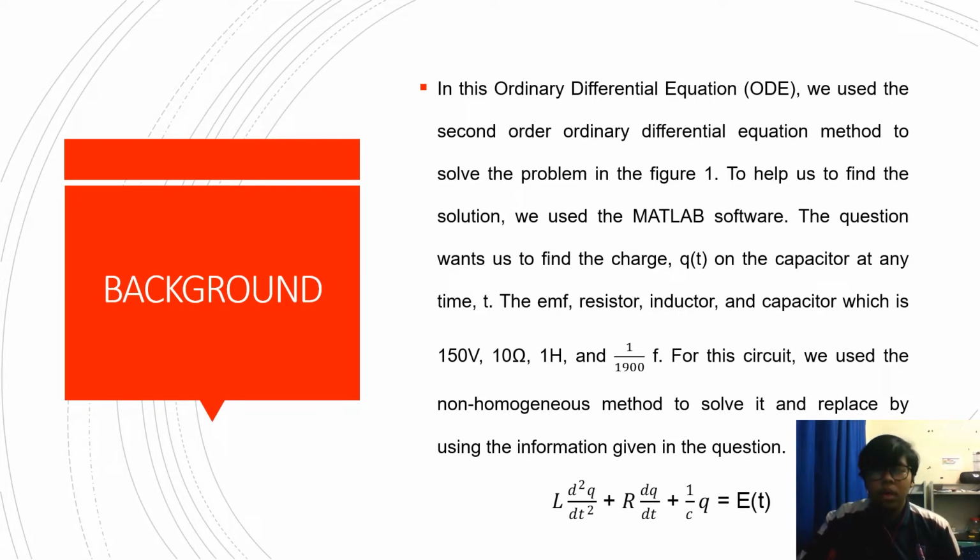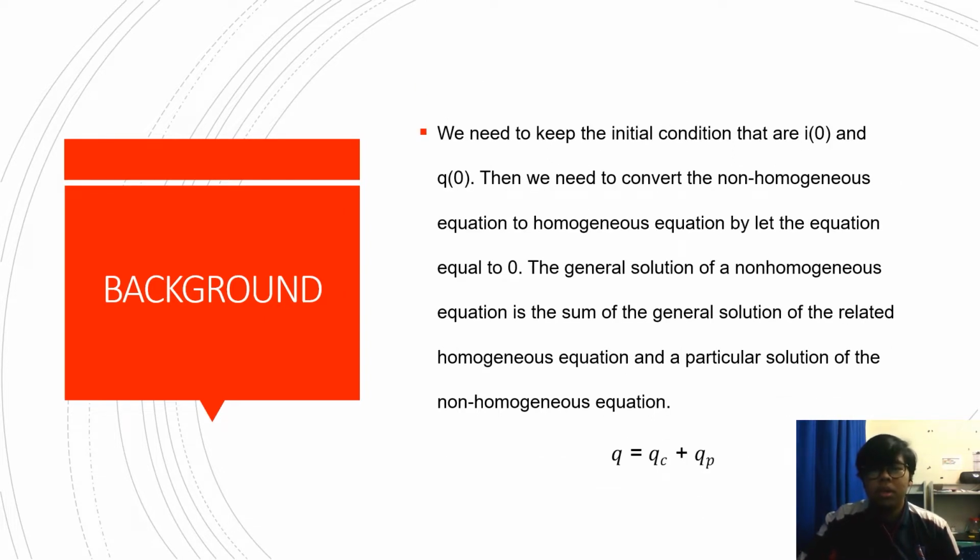For the circuit, we use the non-homogeneous method to solve it and substitute the information given in the question into L d squared q over dt squared plus R dq over dt plus 1 over C q equal to E(t). We need to keep the initial conditions, which are I0 and Q0. Then we need to convert the non-homogeneous equation to a homogeneous equation by letting the equation equal to 0. The general solution of the non-homogeneous equation is the sum of the general solution of the related homogeneous equation and a particular solution of the non-homogeneous equation, which is Qc plus Qp.